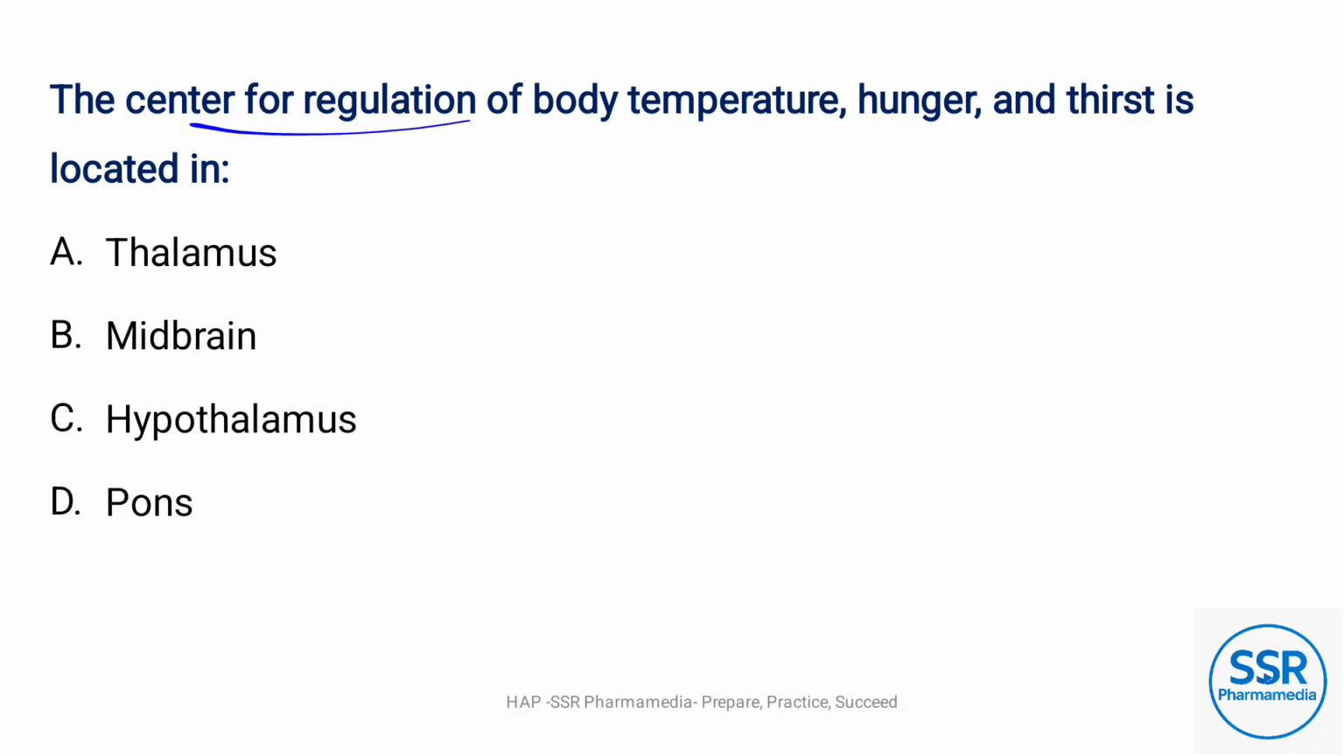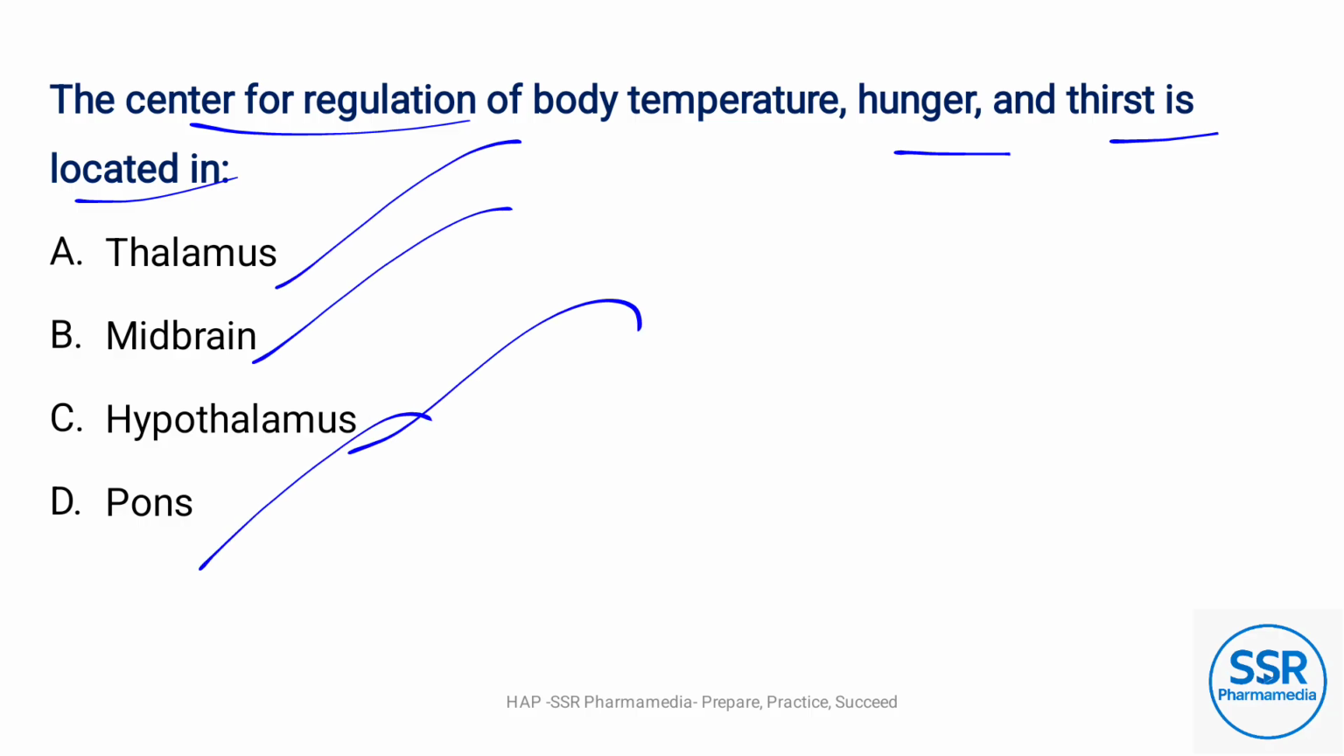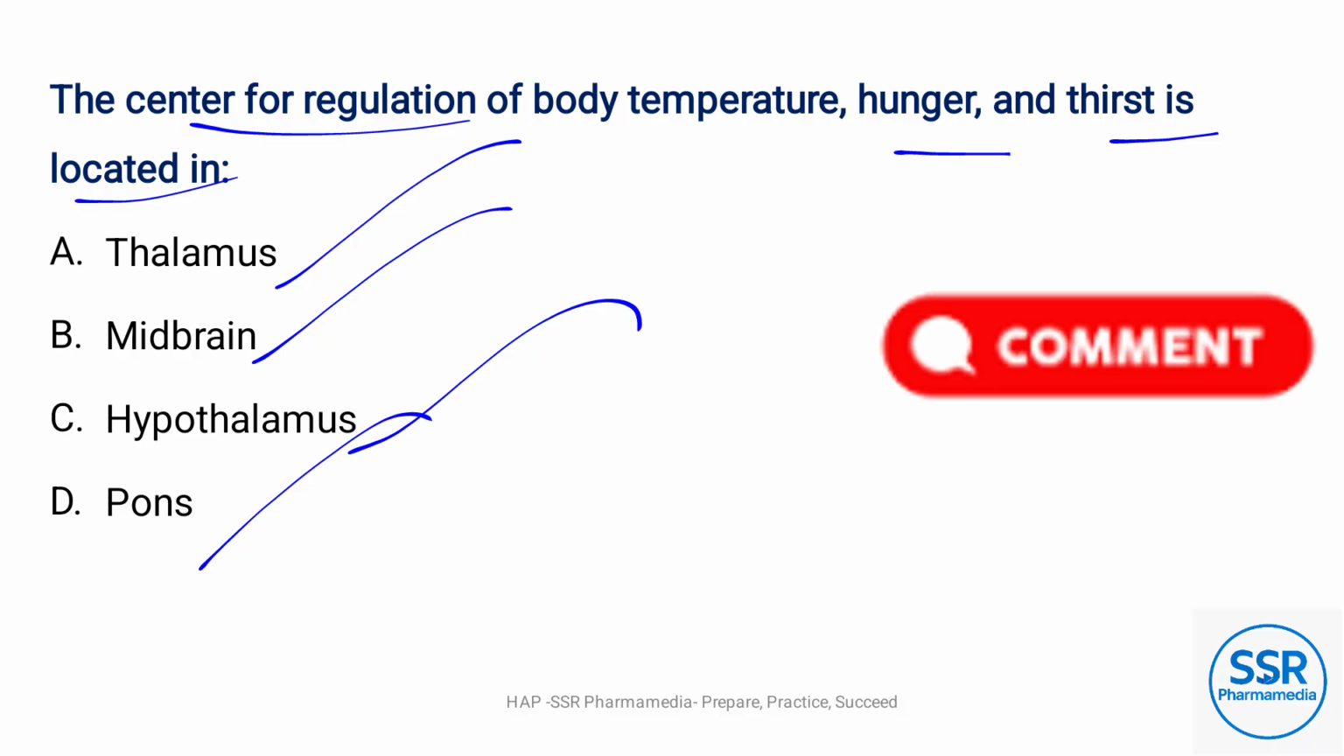Next, the center for the regulation of body temperature, hunger and thirst is located in: thalamus, midbrain, hypothalamus, pons. So tell the answer in the comment box.